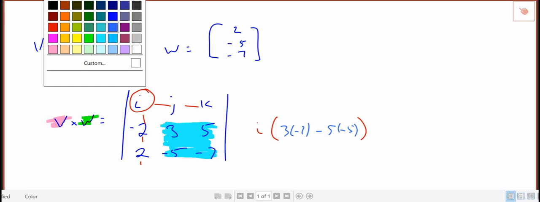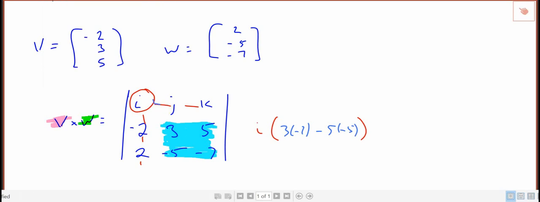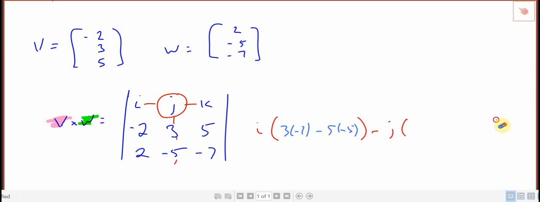And then I'm going to go to the next. I'm going to take the j, and I want to take out that row and that column. Minus j, and looking at the 2 by 2 matrix formed from these, we're going to do -2 times -7 minus 5 times 2.